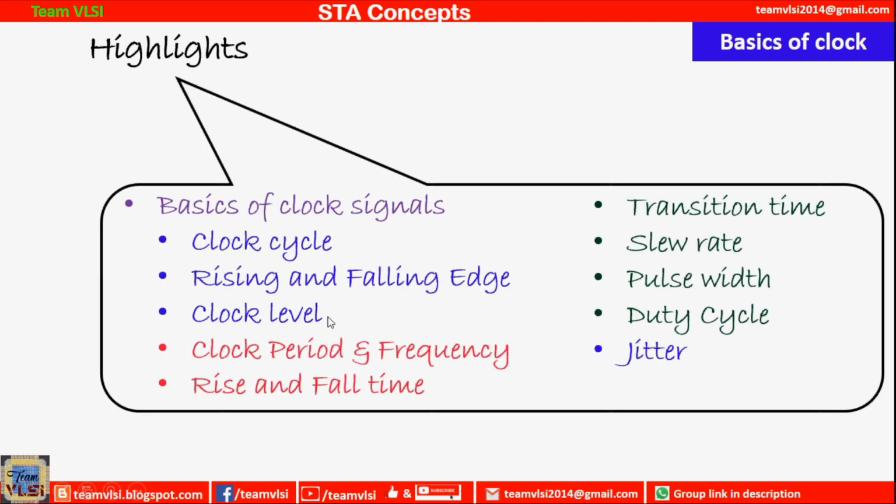So let's begin. First of all, see the highlights which we are going to discuss in this session. We will discuss here clock cycle, rising and falling edge, clock level, clock period and frequency, rise and fall time, transition time, slew rate, pulse width, duty cycle, jitter. All these things are very basic of clock signals. So we will see in details of these things in this session. So let's start.